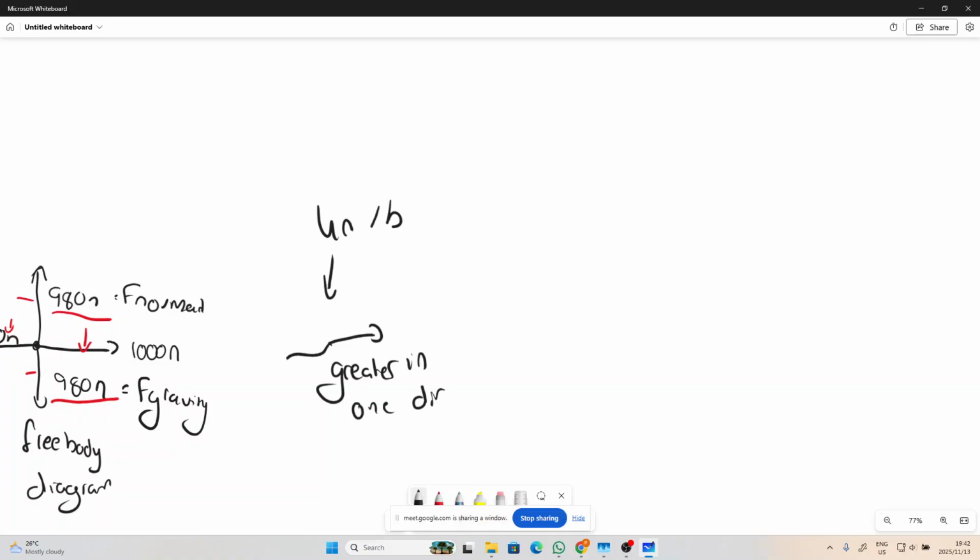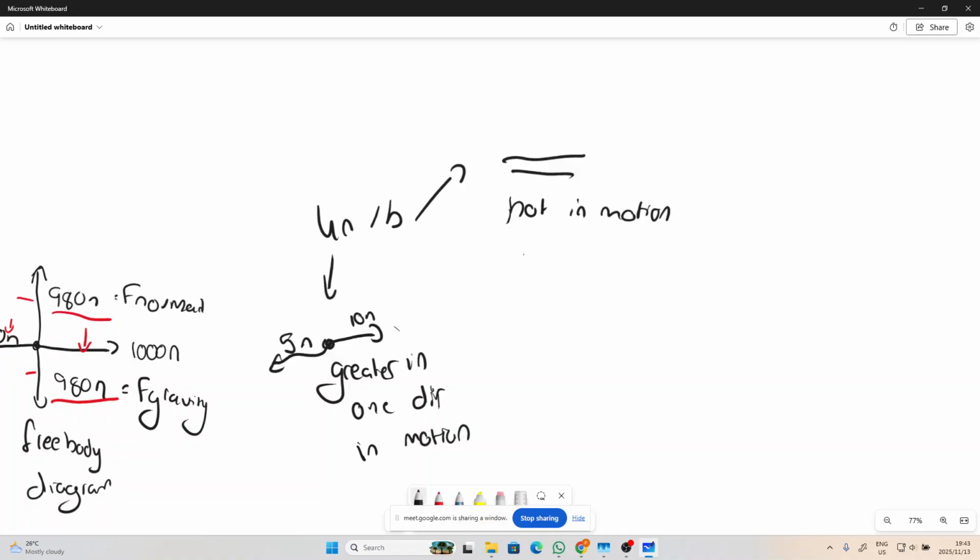So let's say you have two forces, and you have 10 here and 5 here, meaning they're unbalanced. This object is in motion. If the object is in motion, your forces are unbalanced because one will be greater. Balanced forces are equal forces, meaning not in motion. This is in motion, and that's not in motion.